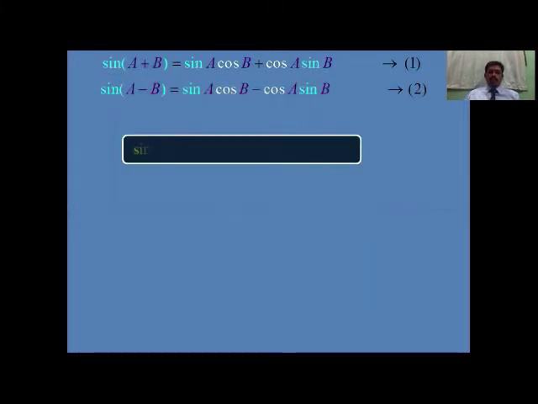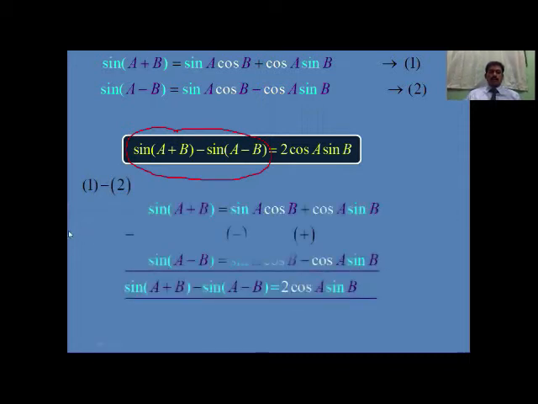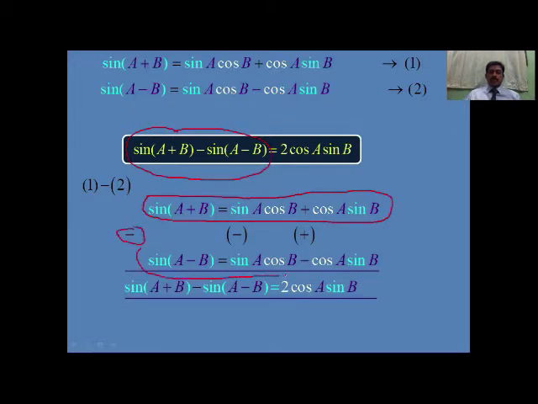Again, I am going to consider the same two formulas and I am going to derive one more formula, that is sine of A plus B minus sine of A minus B equal to 2 into cos A sine B. If you observe the left hand side, it is in the form of subtraction. So I am going to subtract equation 2 from 1. That is 1 minus 2 implies sine of A plus B equal to sine A cos B plus cos A sine B, minus sine of A minus B equal to sine A cos B minus cos A sine B.